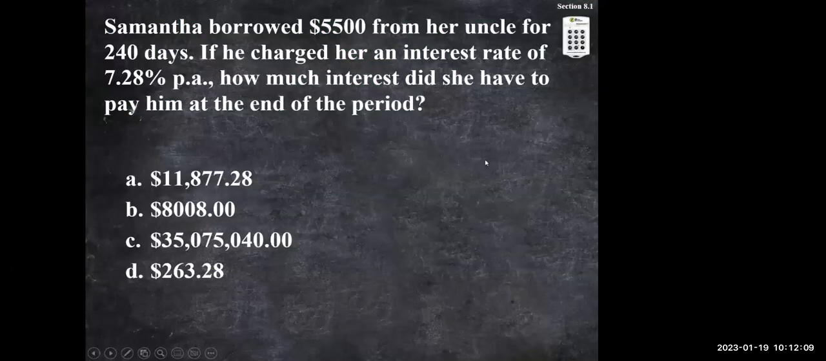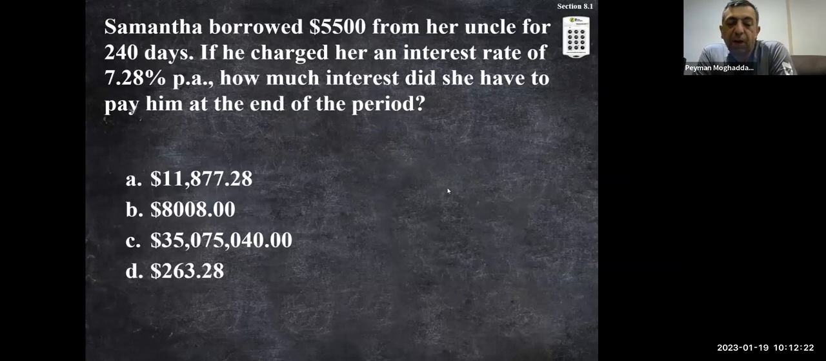Excuse me, sir. Sorry to interrupt. Yeah, go ahead. I have a doubt. Can't we do that as 2 by 12, because 60 days is 2 months? The problem is that 60 days is not exactly 2 months, right?